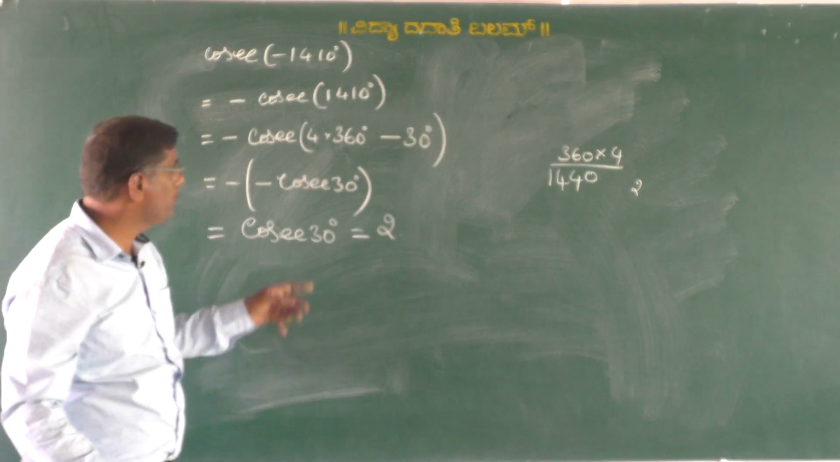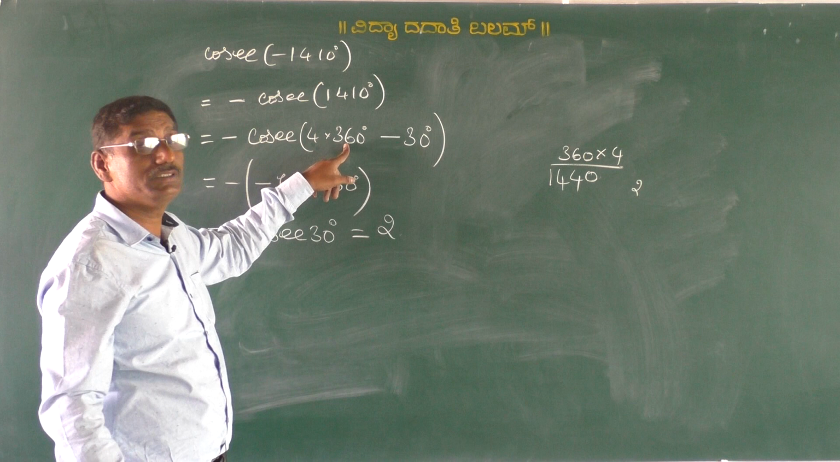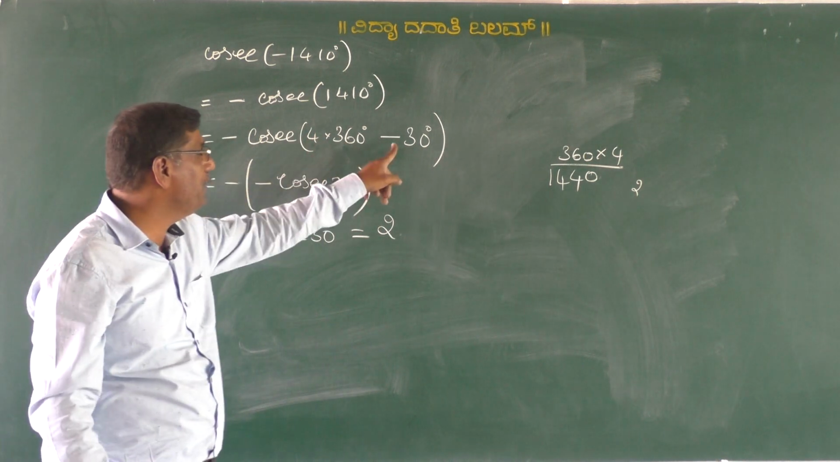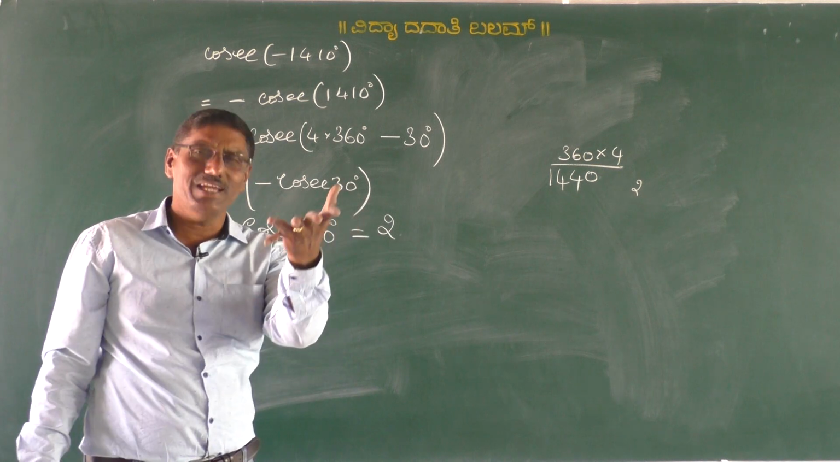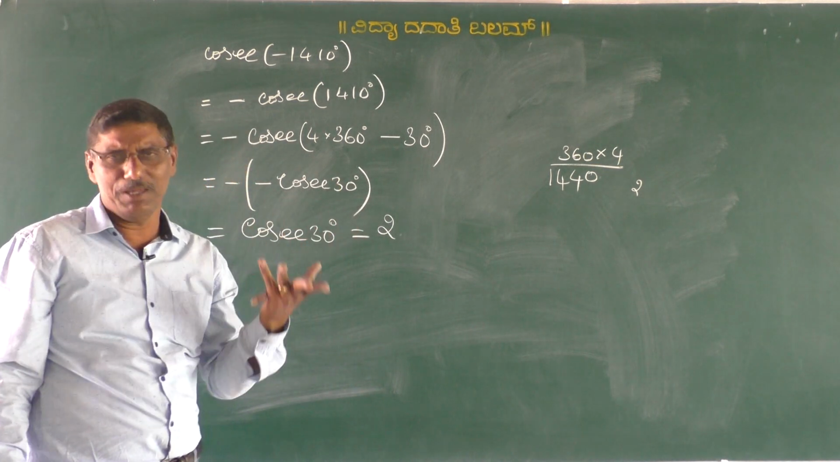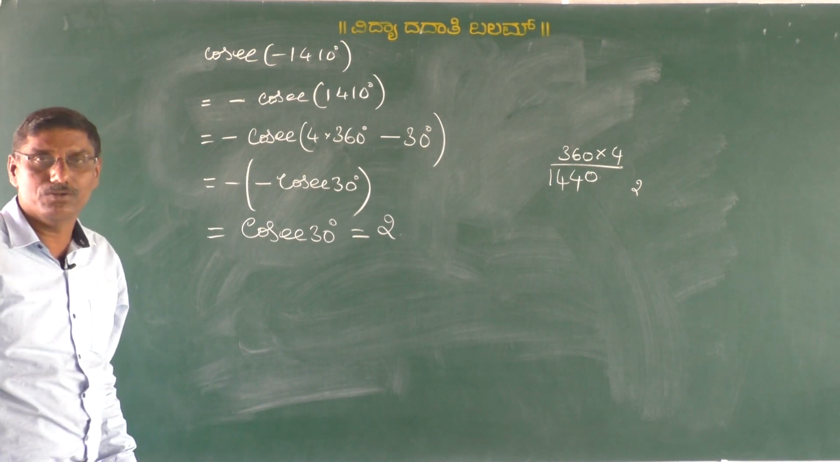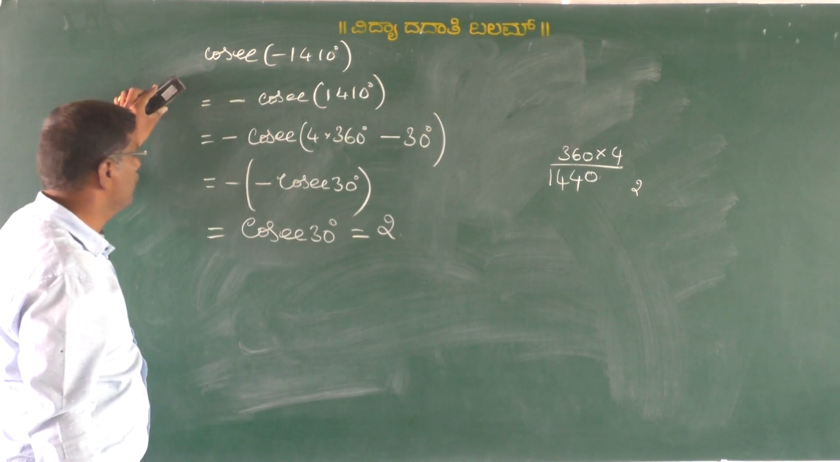We can also express it as 4 into 360, that is 16 into 90, 16 into 90 minus 30. 16 is there, same ratio, same method. Are you understood, all of you? Yes, okay, my dear.